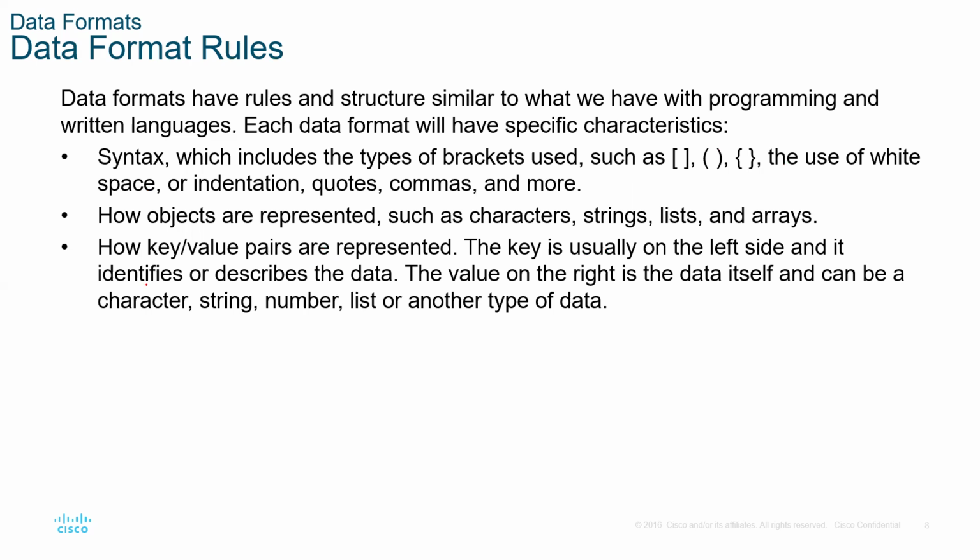Key pair values, how key pair values are represented. I just gave an example. Name, Silence, that is a key pair value. In programming, it's a variable, right? The key is usually on the left side and it identifies or describes the data. The value on the right is the data itself and can be a character, string, number, list, or another type of data. So these are some of the rules that we'll be using as we go.